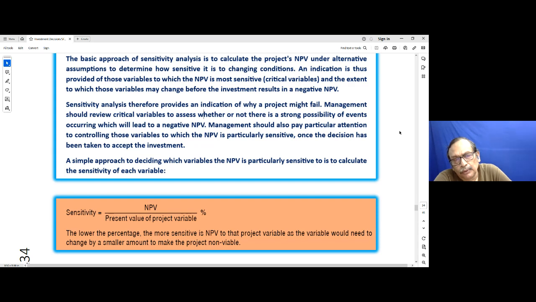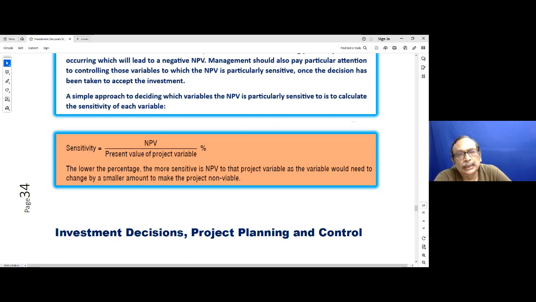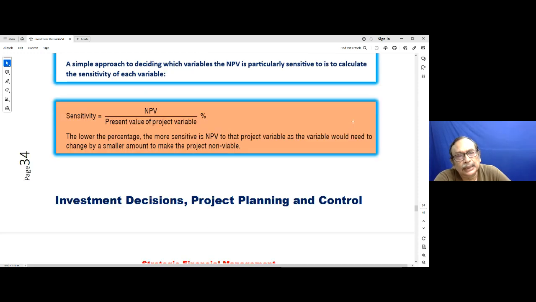A simple approach to deciding which variables the NPV is particularly sensitive to is to calculate the sensitivity of each variable. Sensitivity is equal to NPV divided by present value of the project's variable, expressed in percentage. The lower the percentage, the more sensitive is NPV to that project variable, as the variable would need to change by a smaller amount to make the project non-viable.